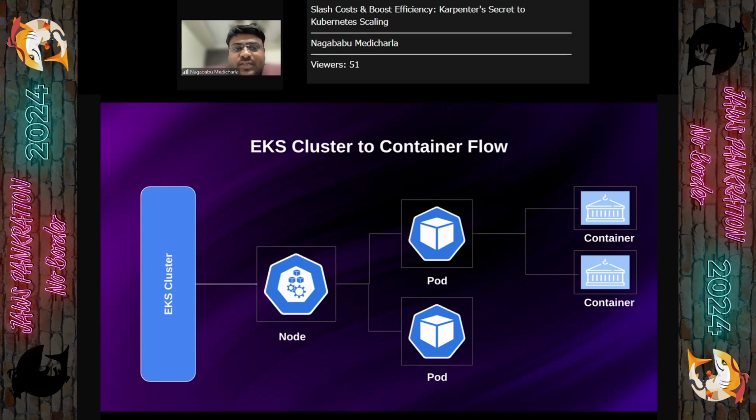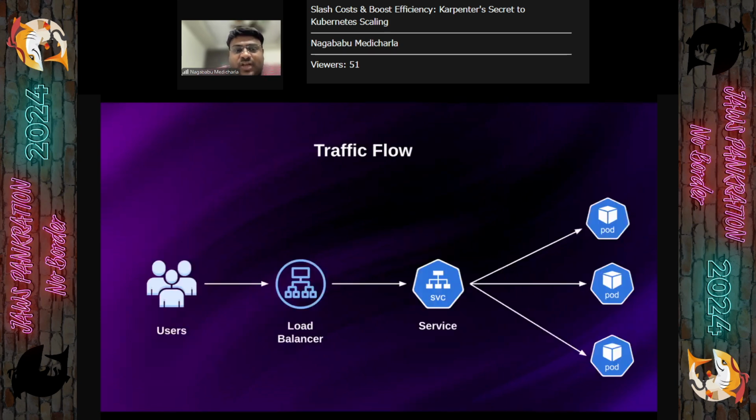Coming from the left-hand side, you have the EKS cluster, nodes, pods, and pods contain containers. Now coming to the traffic flow, how does EKS traffic flow happen? Your users will be hitting the respective load balancer, and the load balancer will consist of the EKS service. The EKS service will have the pods behind it. So this is how the traffic flow in the EKS cluster behaves.